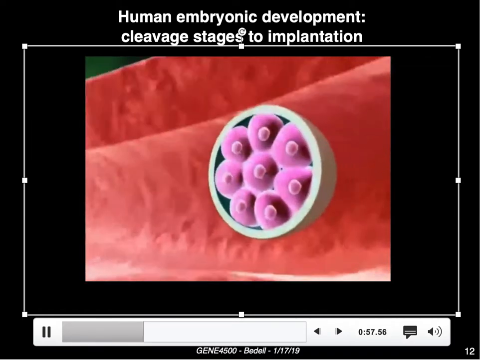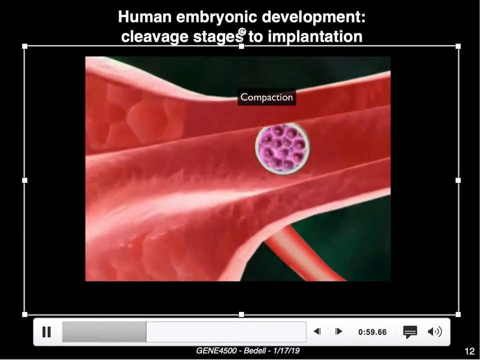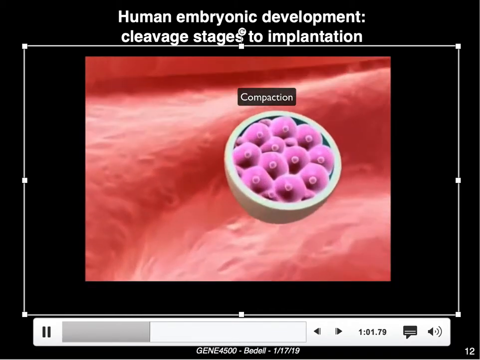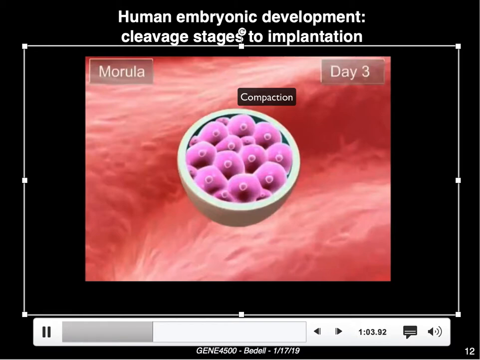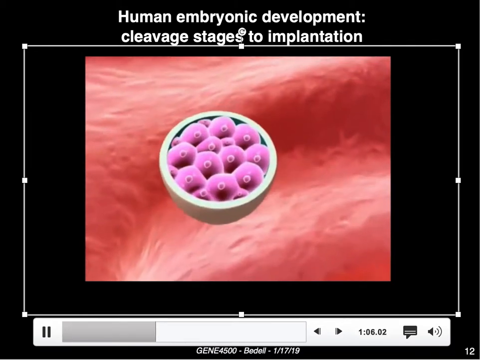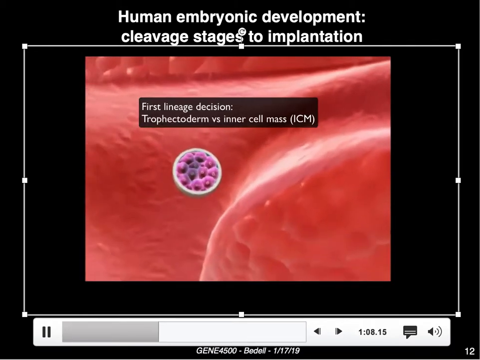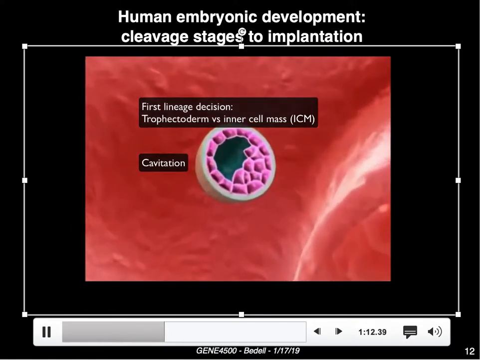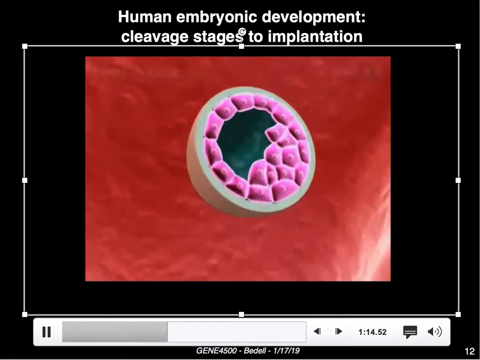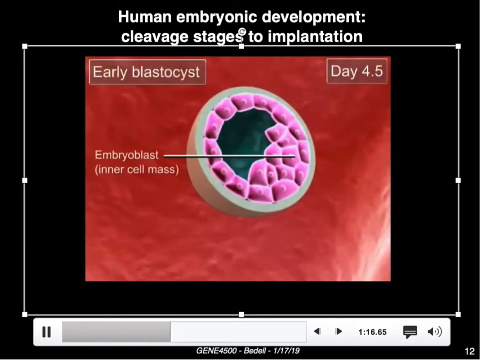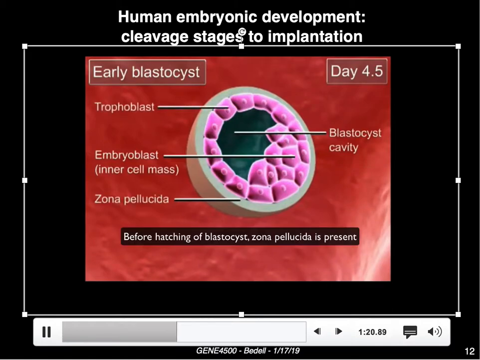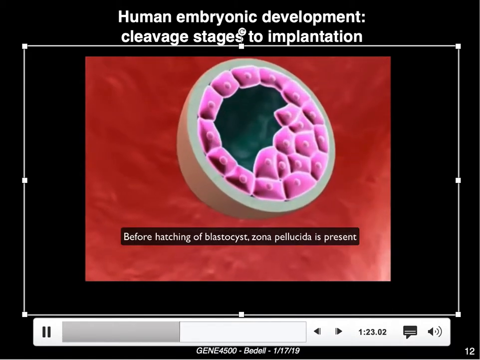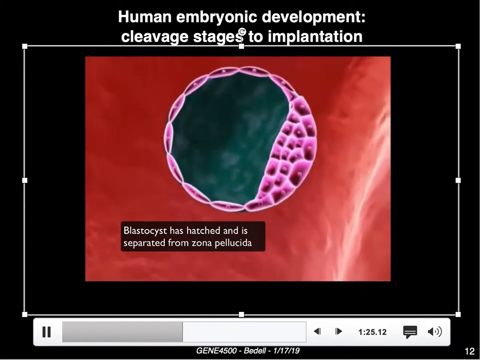Now this is all in the fallopian tube. Now we're reaching that compaction. We'll look at this in more detail. The cells have become different. There are outer cells and there are inner cells. First lineage decision, and shortly after, that cavitation, which is the formation of that blastocyst cavity, fluid-filled. There's ICM, trophectoderm, or trophoblast. Individual cells in the trophectoderm are called trophoblasts.